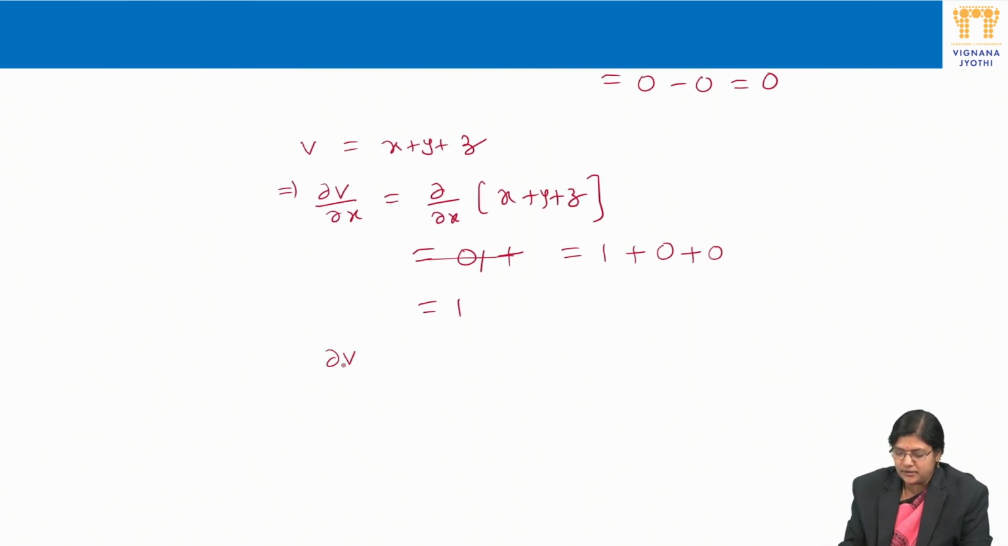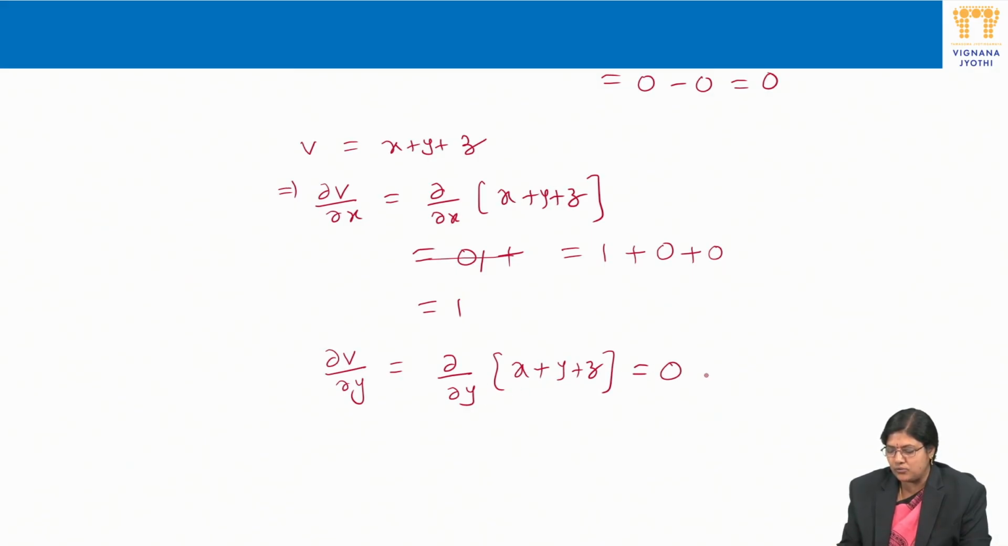Dou v by dou y. The derivative of v with respect to y is dou by dou y of x plus y plus z. That is, the derivative of x with respect to y is 0, the derivative of y with respect to y is 1, and the derivative of z with respect to y is 0. That is 1. Similarly, dou v by dou z is equal to 1.